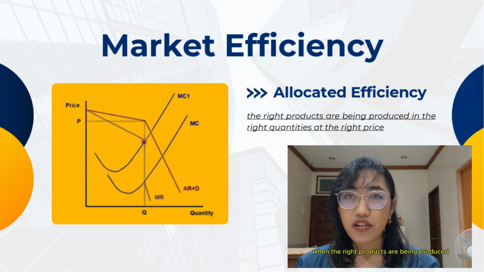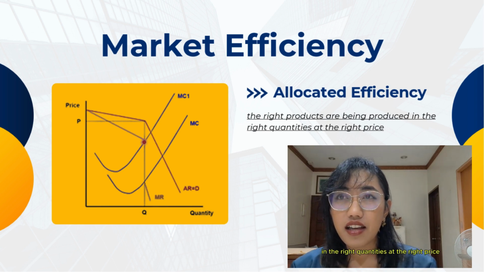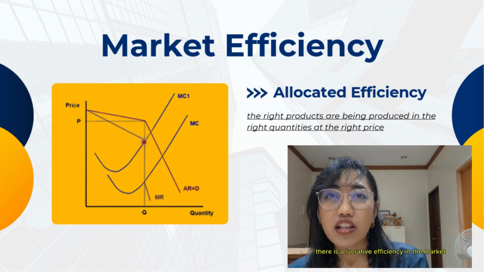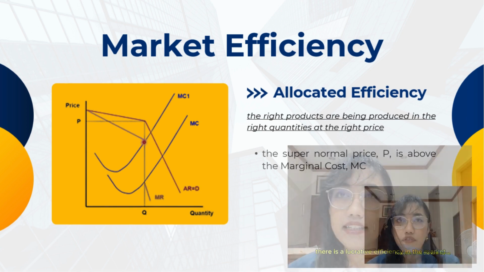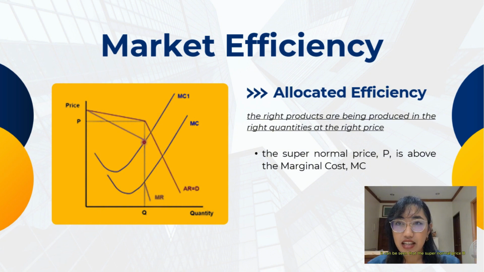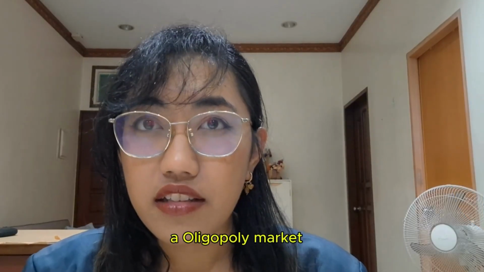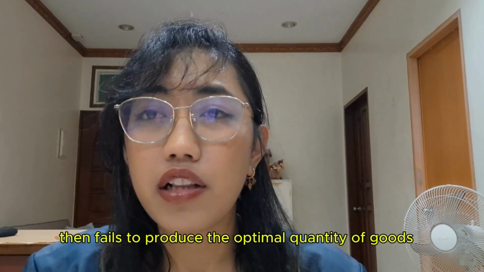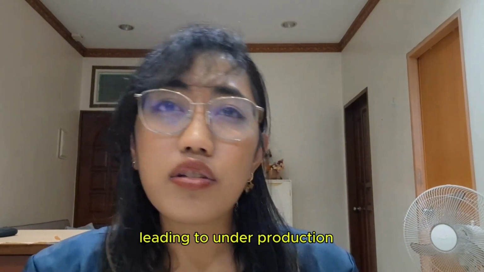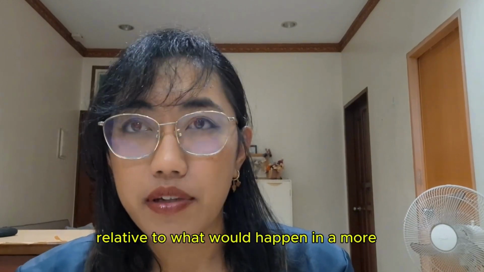When the right products are being produced in the right quantities at the right price, there is allocative efficiency in the market. From the kinked curve, it can be seen that the supernormal price P is above the marginal cost MC, which means that allocative efficiency is not achieved in oligopoly. Therefore, consumers pay more than what it costs to produce the product. The oligopoly market then fails to produce the optimal quantity of goods, leading to underproduction relative to what would happen in a more competitive market.